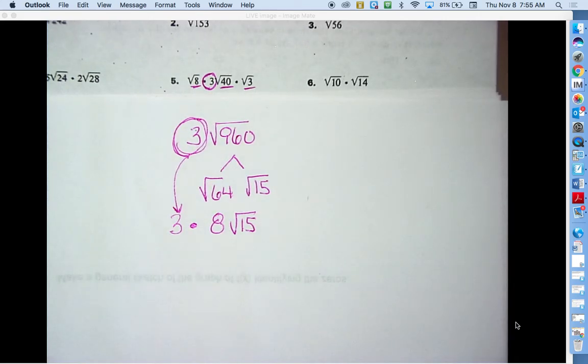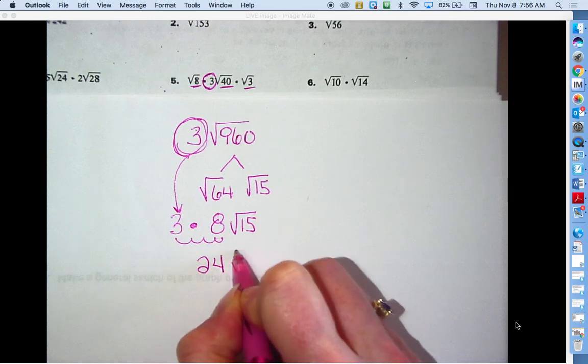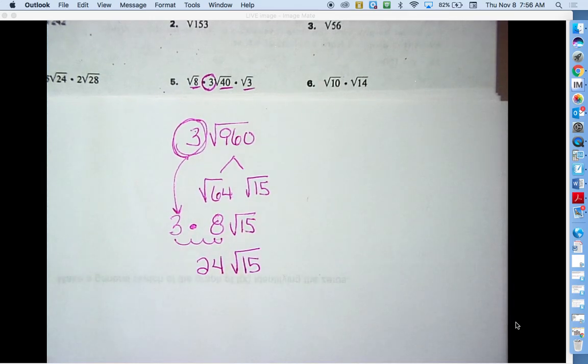Rebecca, the square root of 64 is 8. Rebecca, what do you do with this 3 that was sitting outside? So we don't add it to 8, we multiply it. And the reason we multiply it is because currently this is 3 times the square root of 960. They were all being multiplied initially. So when you take that number out of the square root, we're still going to multiply it together. So if we multiply these, we end up with 24 and then the square root of 15. Nice job, Rebecca.